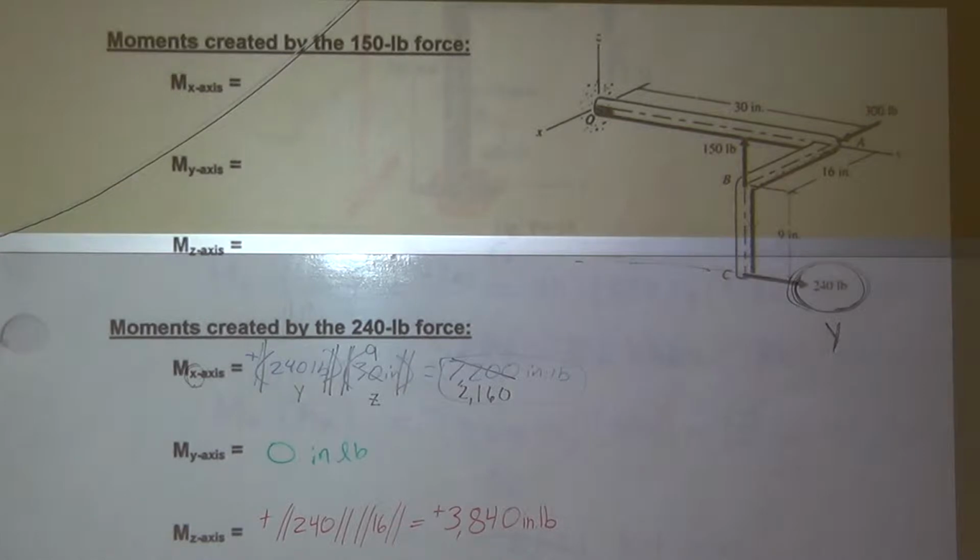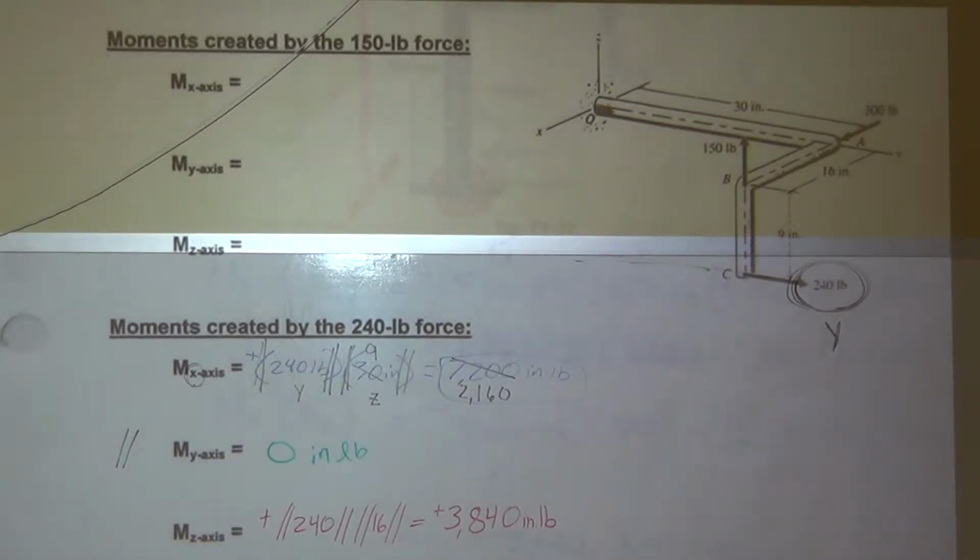Okay, Tara, how come the moment about the y-axis is 0? Because it's parallel. The 240-pound force is in the y direction, and it's parallel to the y-axis, so there's no moment. It's because it's parallel.